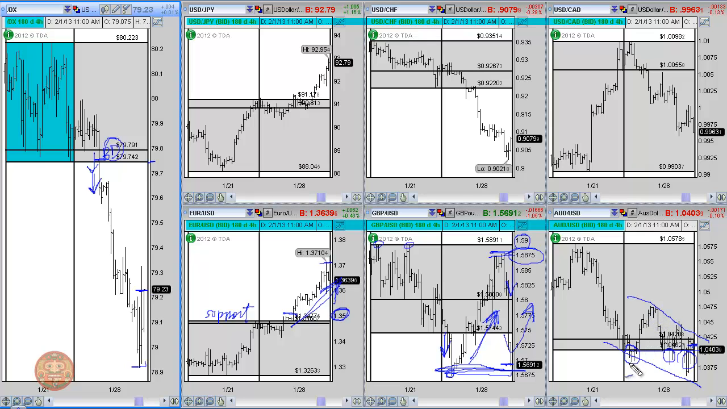You can see here, tight range. Let's call it the 103.70s to 104.70s, only a 100 pip range on the week. Considering what you were looking at in the euro and the pound, this could have got you into trouble if you weren't careful.